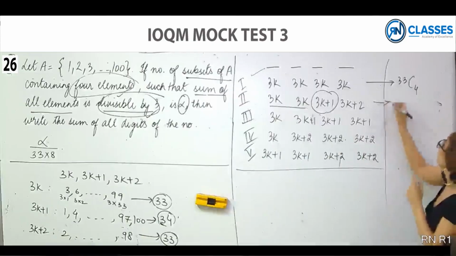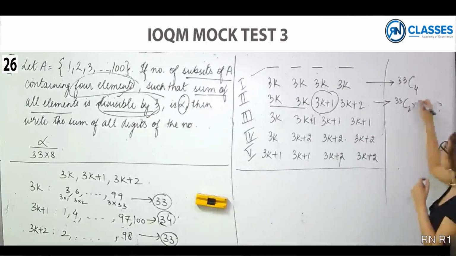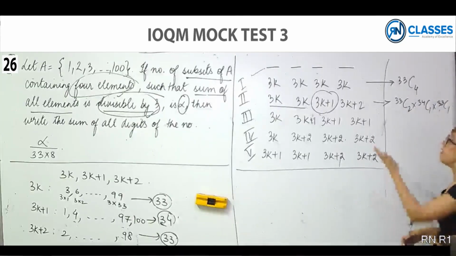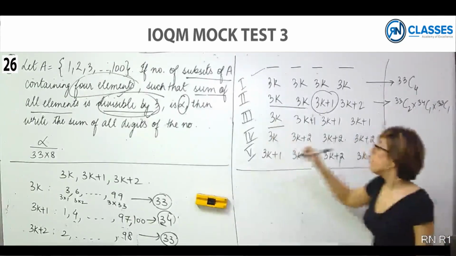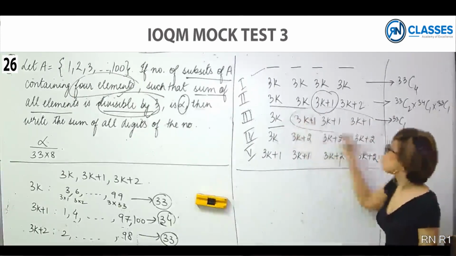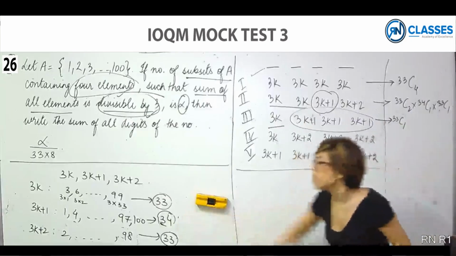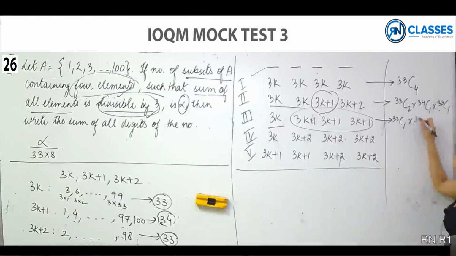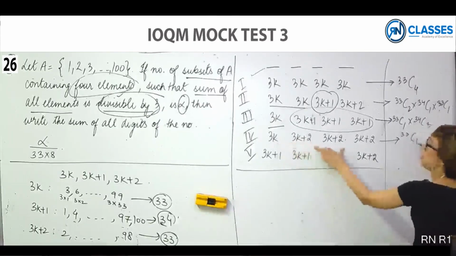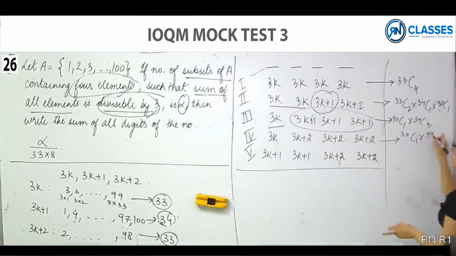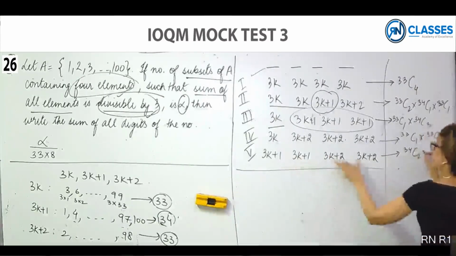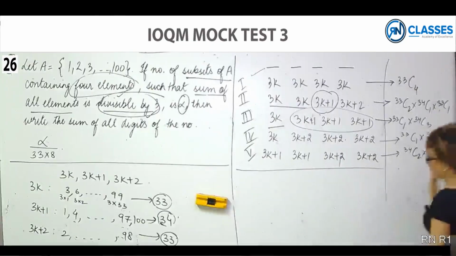Let me rewrite this again. This was 33C2 into 34C1 into 33C1. Done? Right. 1 3k number, so that means I have 33C1. Now, 3k plus 1 numbers. That means out of these 34, 3 I want. That is 34C3. Here, 33C1 into 33C3. Then here, I have 34C2 into 33C2.